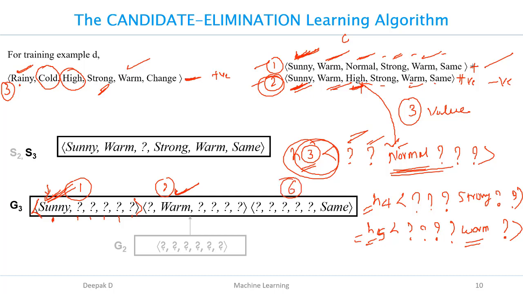So this will classify the first instance as positive, the second instance, that is a positive example, as a positive example, and the third instance, that is a negative instance, as a negative instance. So this is my updated G3, which consists of 3 hypotheses. So I hope you have understood this. Now let's see the fourth instance.